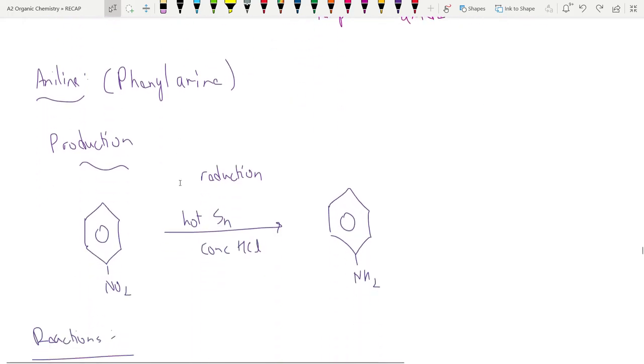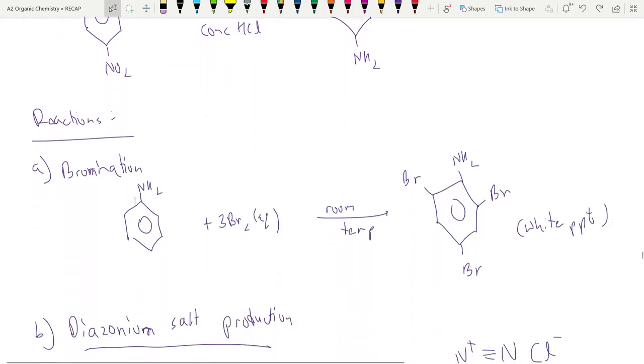Now let's move on to aniline. This is phenylamine. How can we produce it? There's no direct way to do it from benzene. We can form nitrobenzene first, then reduce nitrobenzene using hot tin and concentrated HCl to get aniline. What reactions do they undergo? Just like phenol, you can perform bromination of aniline to get a white precipitate at room temperature.